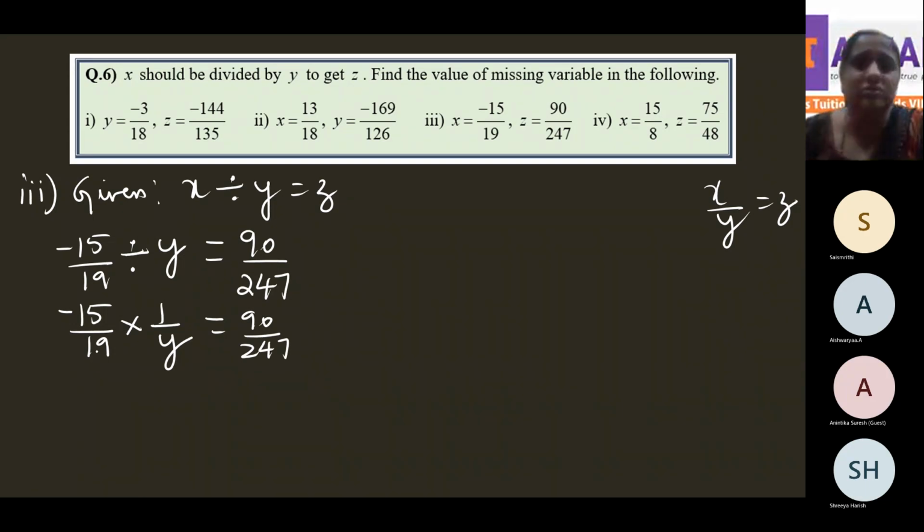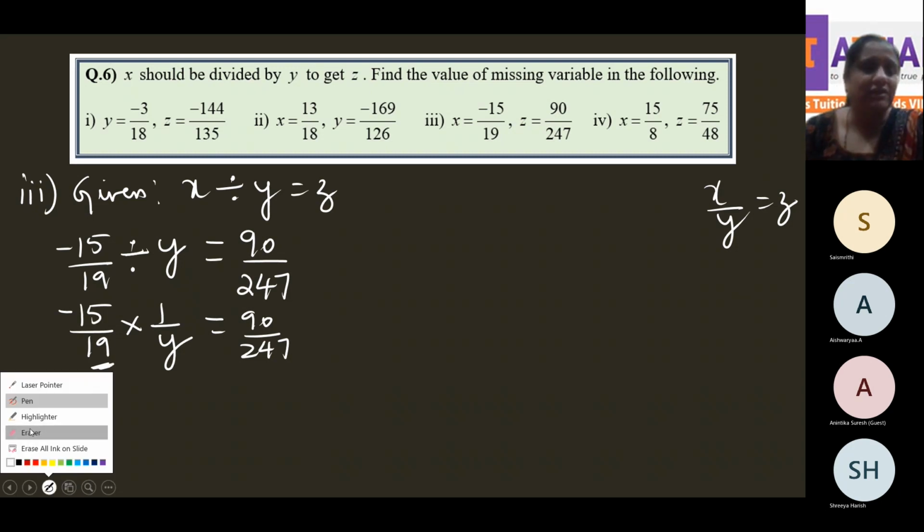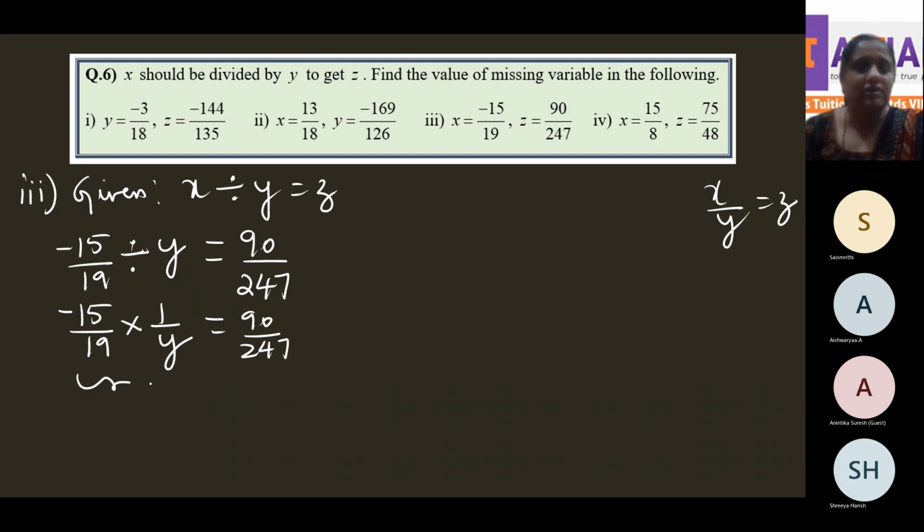Now the idea is you need to have the variable whose value we have to find on one side and all the rationals or the numbers on the other side. So keeping that in mind, we'll have to shift minus 15 by 19 to the other side. We need to transpose that. Here these are connected with the multiplication sign. So on the other side, minus 15 by 19 will go as division.